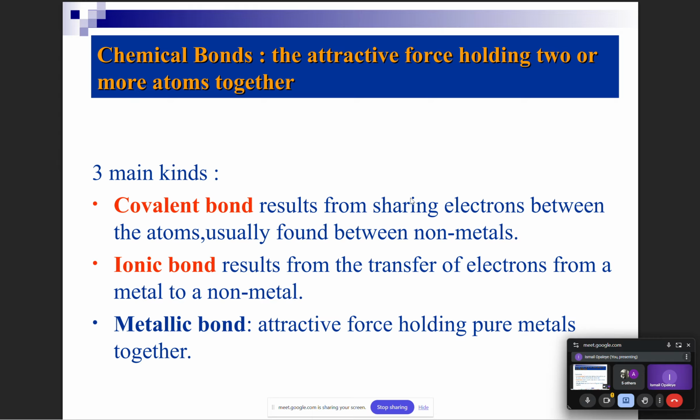Yes, sir. Now look at chemical bonds there on the screen. Chemical bonds basically means the attractive force holding two or more atoms together. Remember, as part of the introduction into this topic, I already said that the definition is basically from the name. When we say something bonds together, it means some things came together to form something.